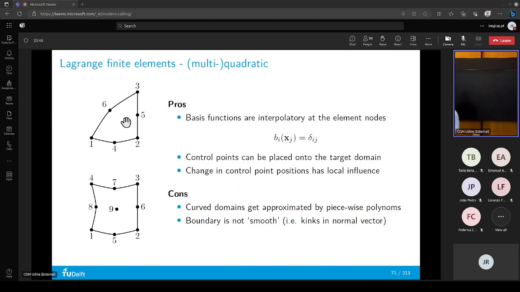Even if I have, maybe I should draw here, a nice element here, and then the next one like this. So this is all nice, but here I only have a C0 coupling. So not so nice if you talk about fluid flow applications.